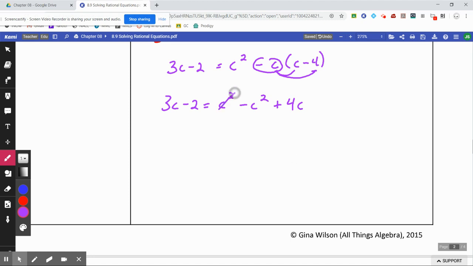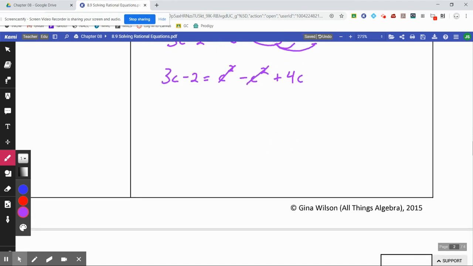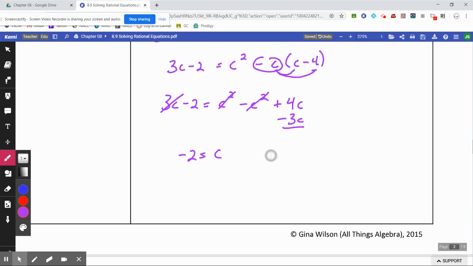Negative c times c would be negative c squared, and a negative c times a negative 4 is a positive 4c. Now this is kind of nice because since those cancel, we no longer have a quadratic equation. It's now linear. Let's move our 3c over here by doing minus 3c. So you have negative 2 is equal to 4 minus 3 is 1c. So my only answer is negative 2.